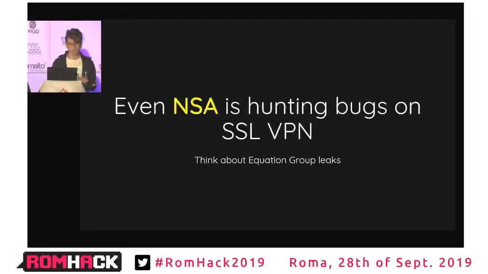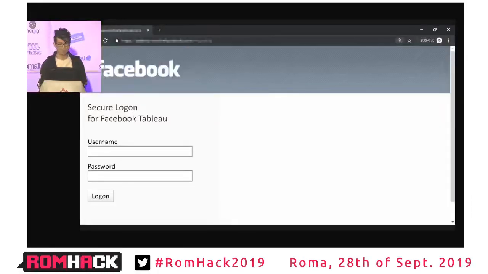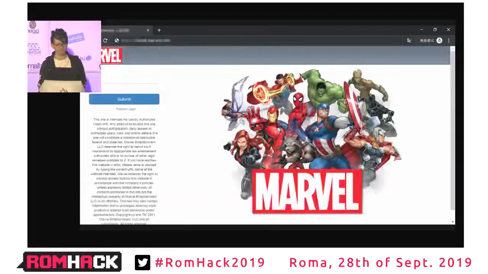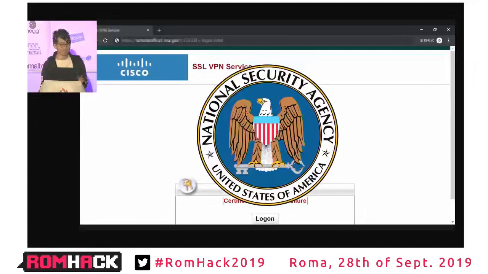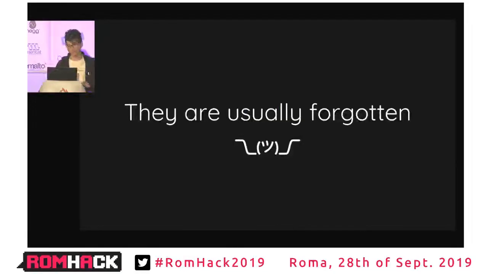Due to its importance, even the NSA is hunting for SSL VPN bugs. SSL VPN is trusted by large corporations, industry leaders, and tech giants, such as Facebook, Twitter, and Marvel. Yeah, the logo is very cool. Even the NSA uses SSL VPN. They are everywhere, but usually forgotten.